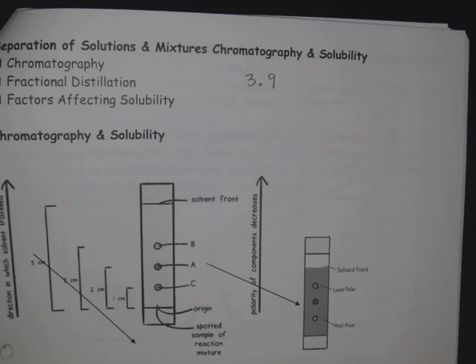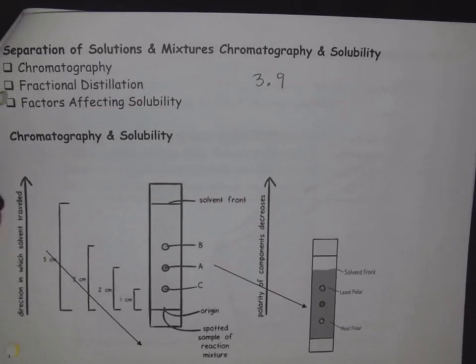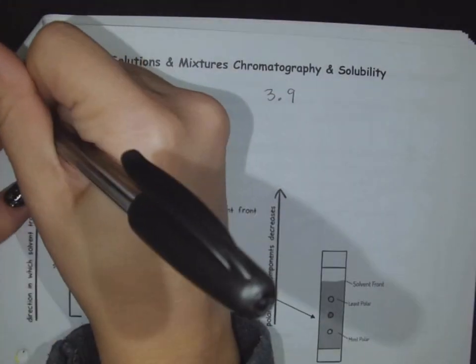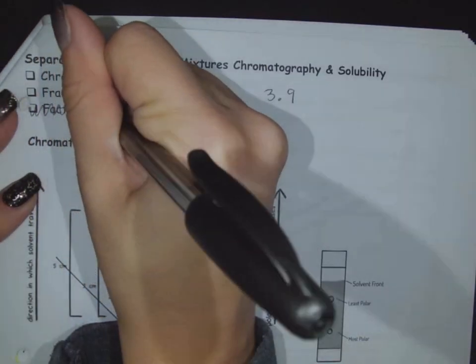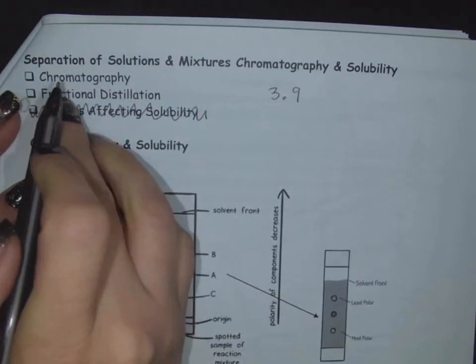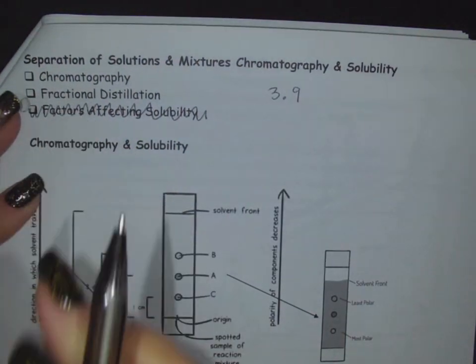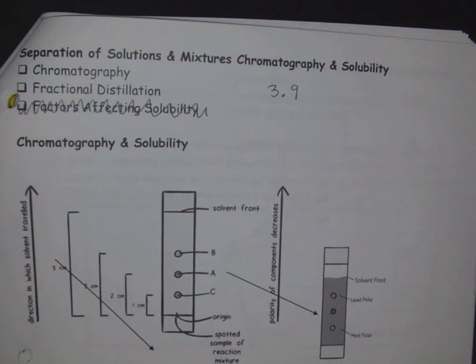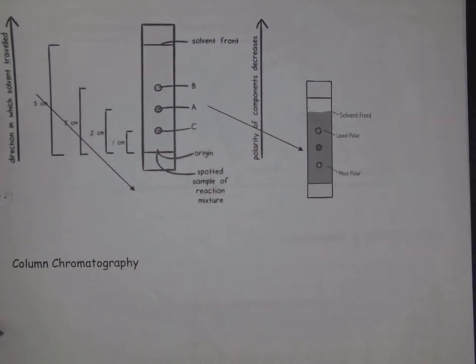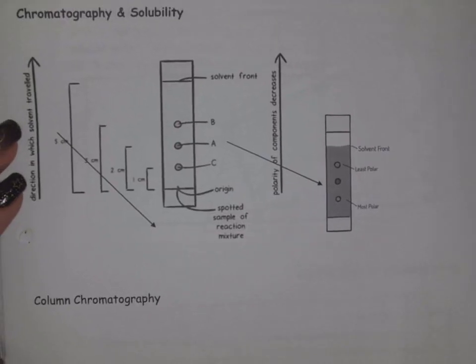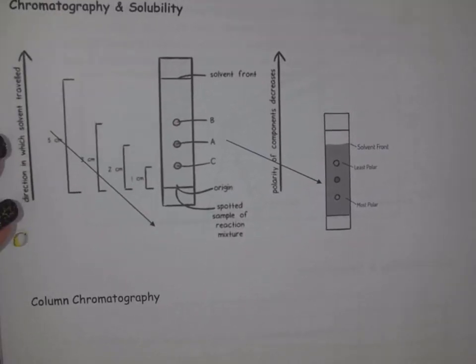Distillation is the other one, though. Okay, so here, and factors affecting solubility, sorry, that's actually later. So we're just focusing on these two, chromatography and distillation. We've talked about chromatography, but here's a little reminder for us. Let's start with paper chromatography.